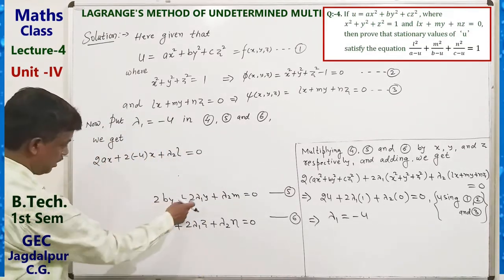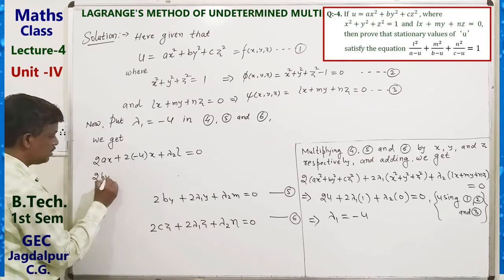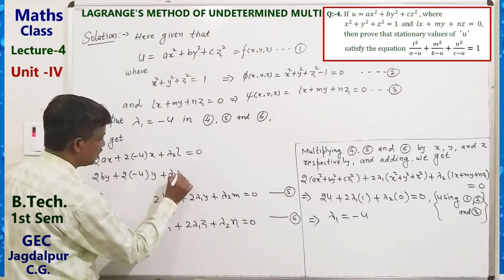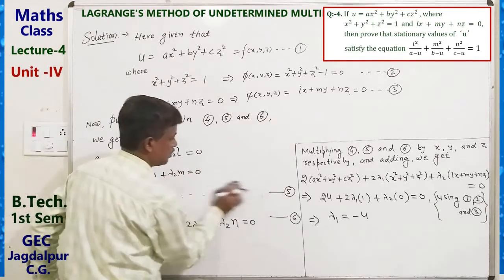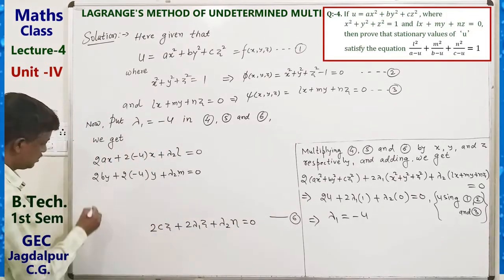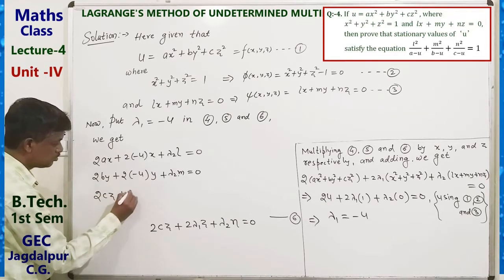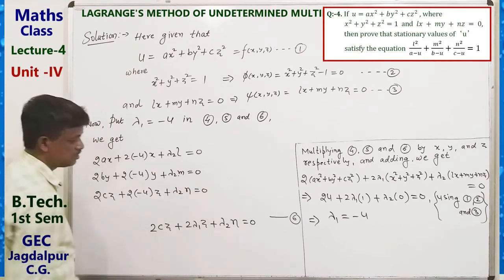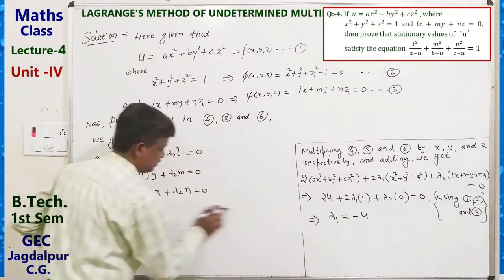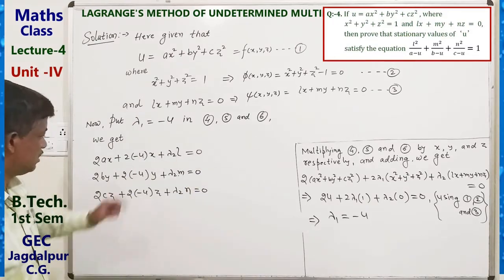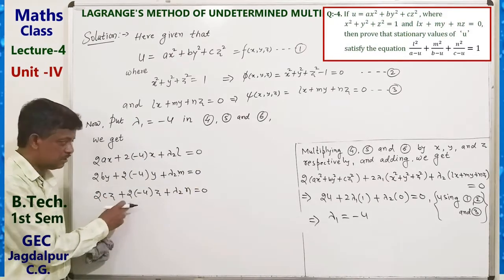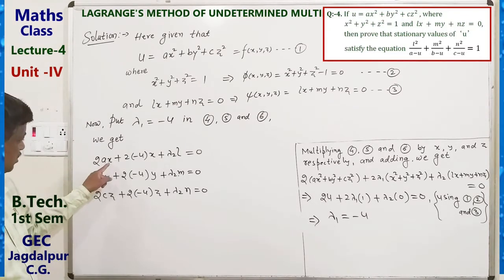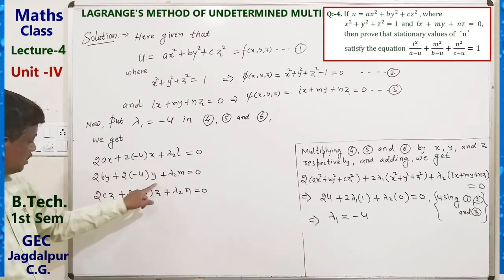And also in 5, 2by plus 2 minus u y plus lambda 2 m equals to 0. And also in this equation, 2cz plus 2 minus u z plus lambda 2 n equals to 0. Okay, we just use this lambda 1 equals to minus u here. Now from here just find the value of x, y and z. We can write it: here only x, here only y, only z.